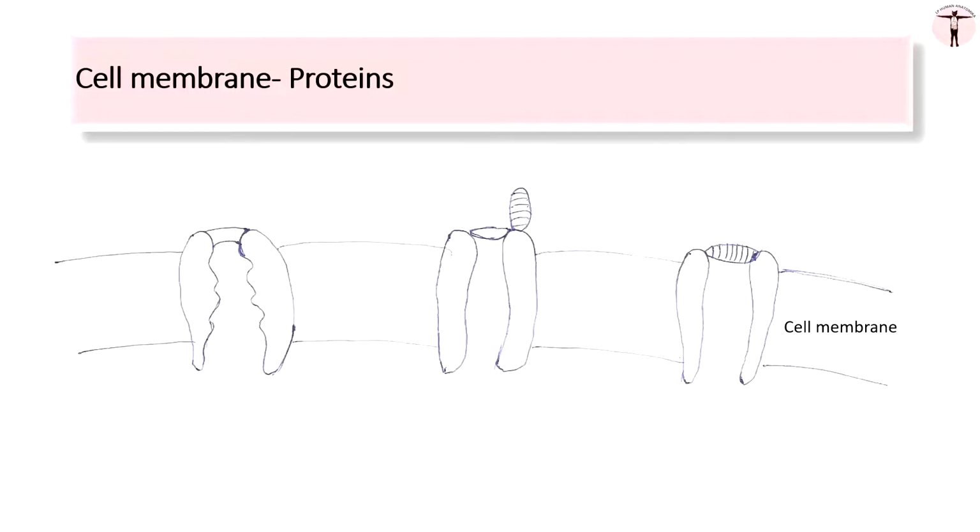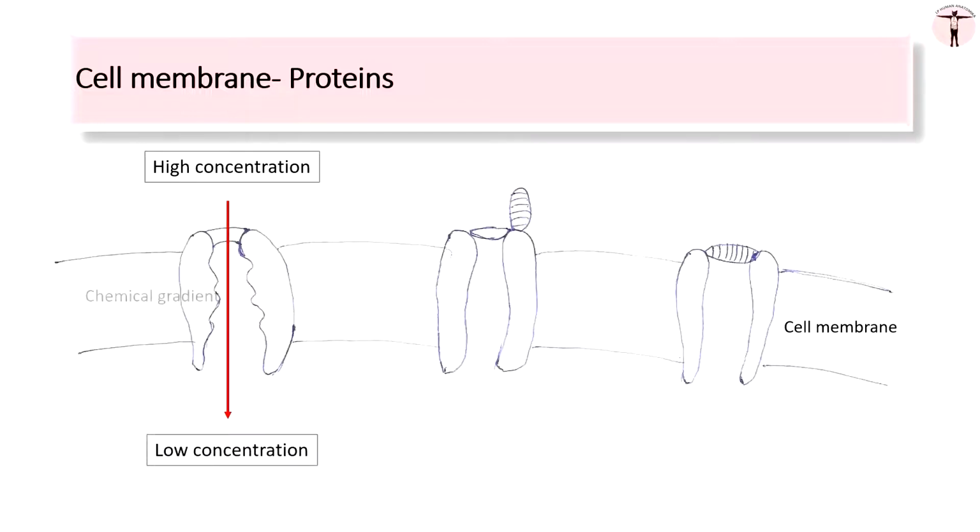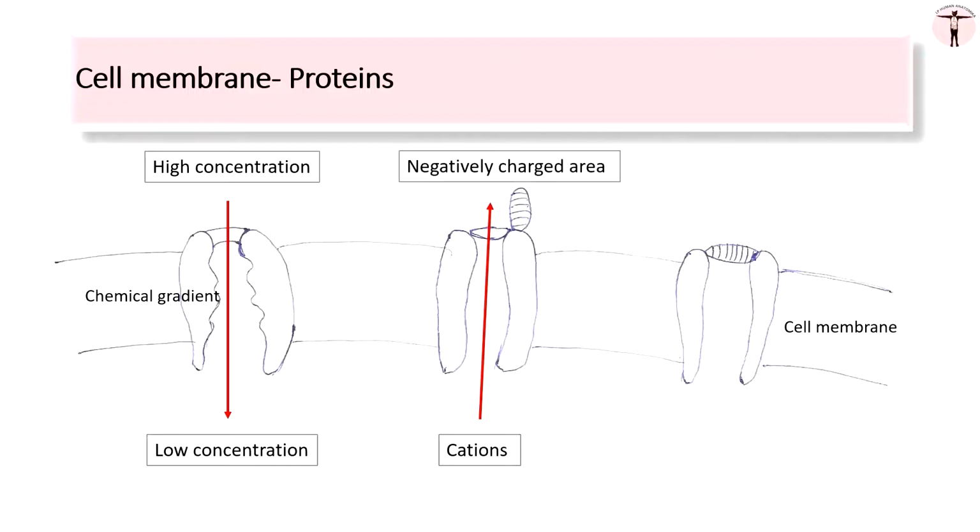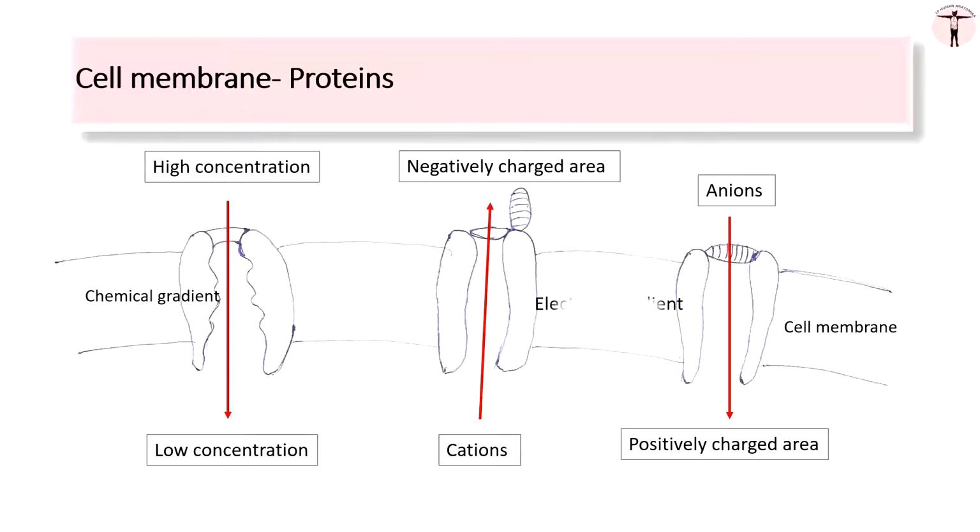Some of the transmembrane proteins act as carriers because they transport materials across the plasma membrane by binding ions and other molecules and changing their configuration for transport. Molecules move from areas of high concentration to areas of low concentration down the chemical gradients. Cations move to negatively charged areas, whereas anions move to positively charged areas down their electrical gradients.